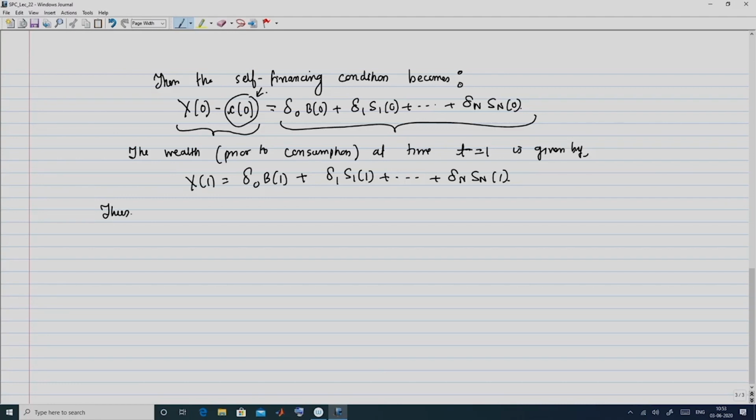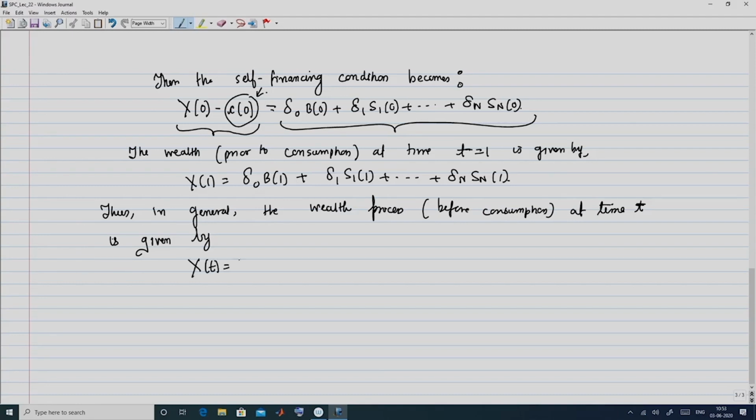So, thus in general the wealth process before consumption at time t is given by x of t is equal to delta naught of t into bt plus summation delta i t into S i of t, i equal to 1 to n.